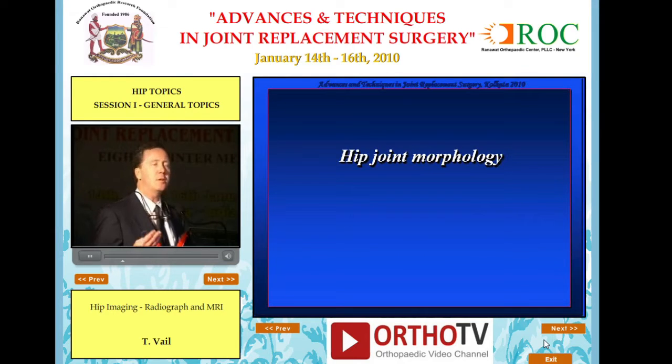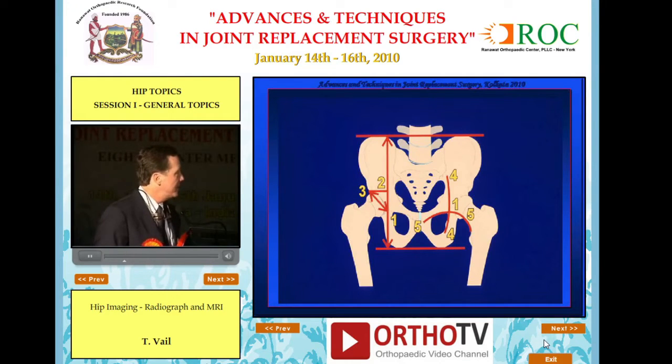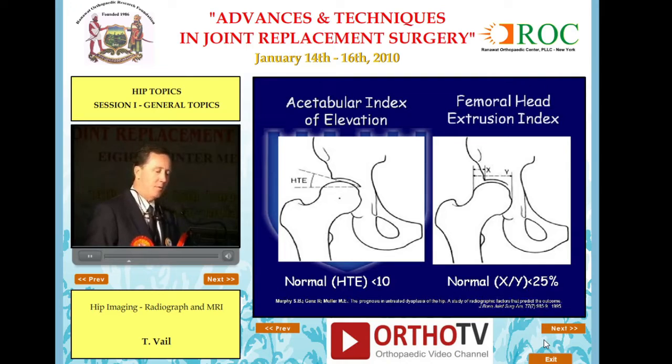So let's talk first about using imaging to define hip morphology. What that means when I say morphology is the relationship of the femur to the pelvis, the leg length, the offset, and the coverage of the hip. And so we'll run through what you can determine from a plain radiograph in some of those indices and begin to think about your hip reconstruction in the process.